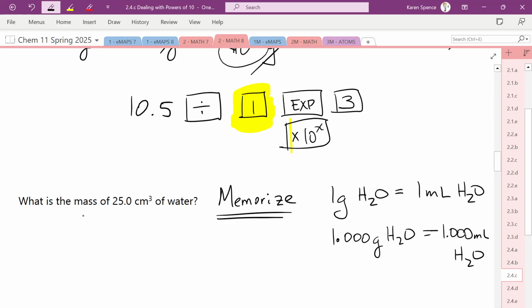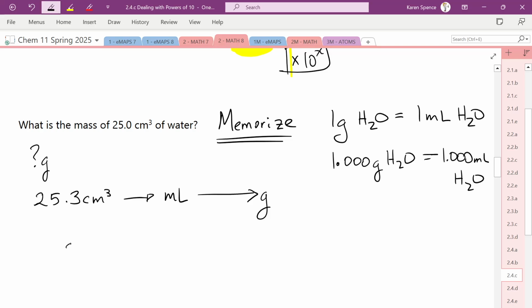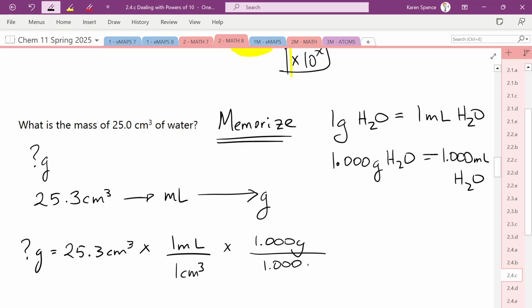How would we do this question here? What is the mass? So I don't know how many grams. And eventually we're starting with 25.3 centimeters cubed. What can we convert centimeters cubed into to get closer to grams? We can convert it to milliliters, and from milliliters we can convert it to grams. In fact, this is super fun because we have how many grams? 25.3 centimeters cubed times 1 milliliter per 1 centimeter cubed. Those are infinite sig figs because those are defined. And then times 1 gram per 1 milliliter. Is good?